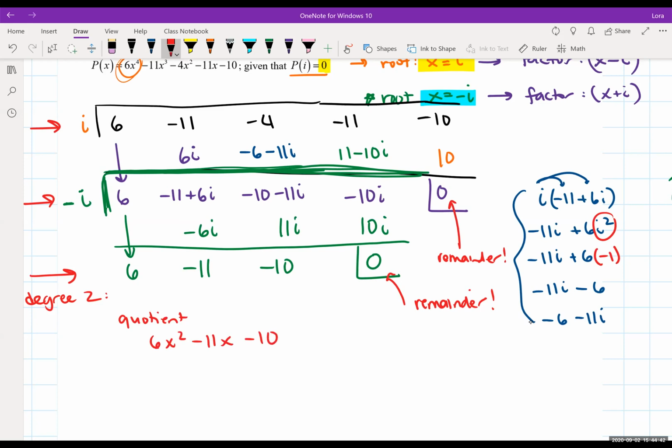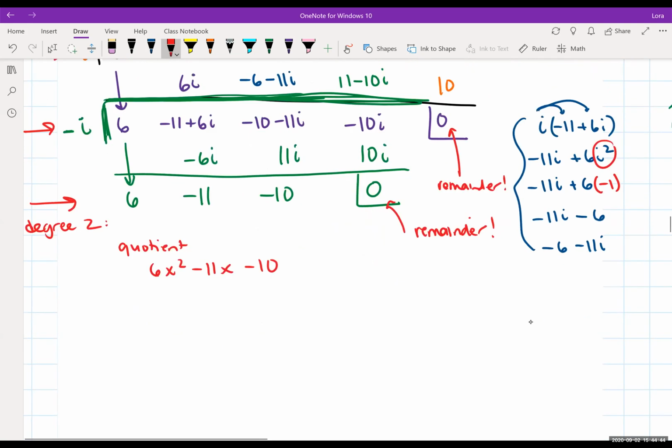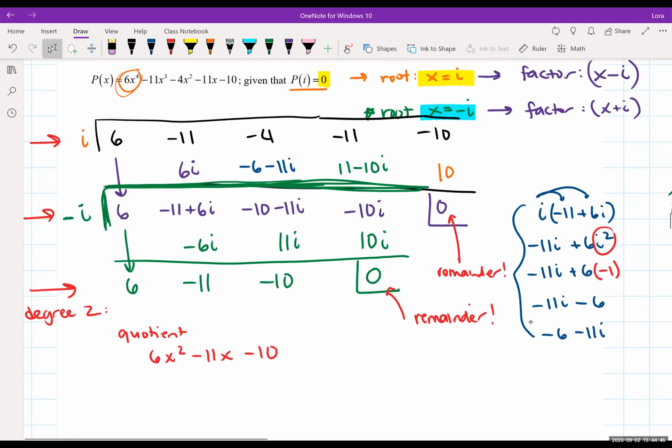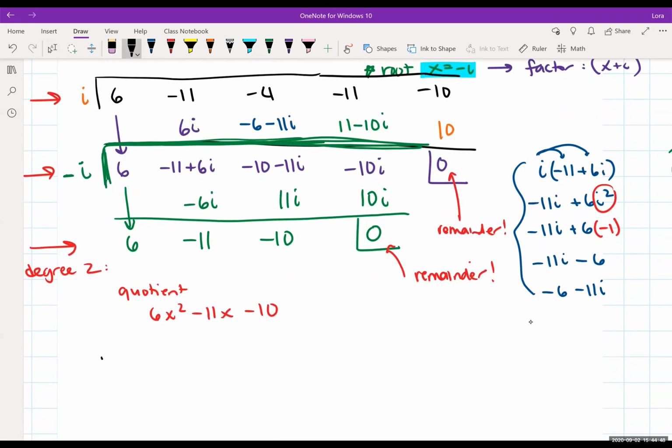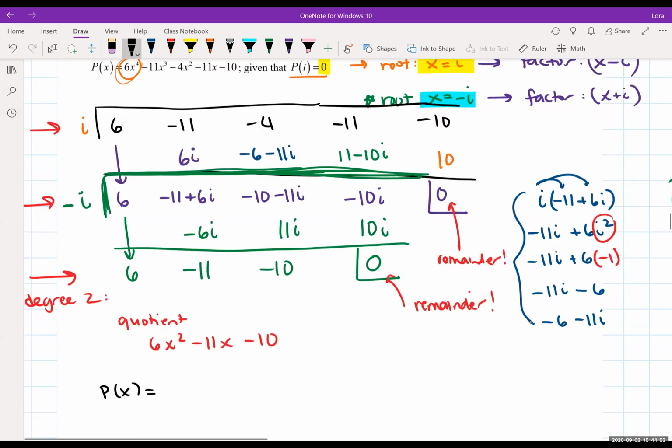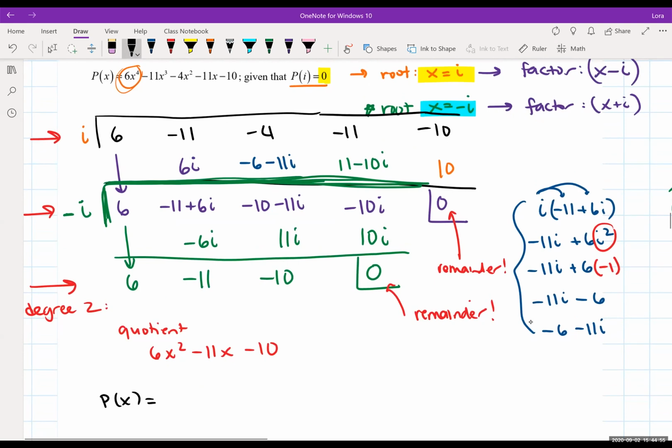So this is going to be really key in our factorization. Let's go backwards a little bit. I have p of x started off. I'll rewrite it for you just so we see: 6x to the 4th minus 11x cubed minus 4x squared minus 11x minus 10.